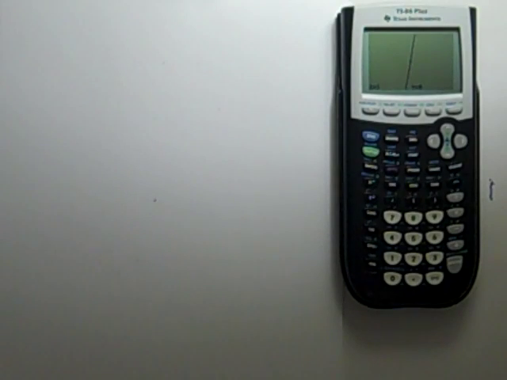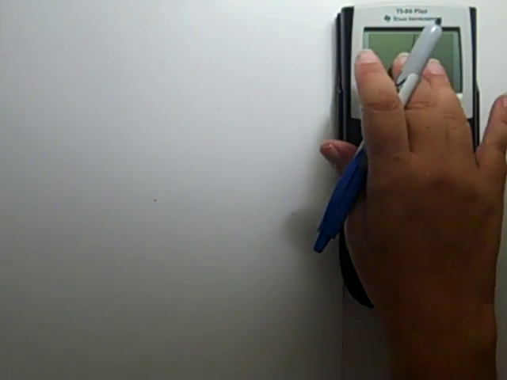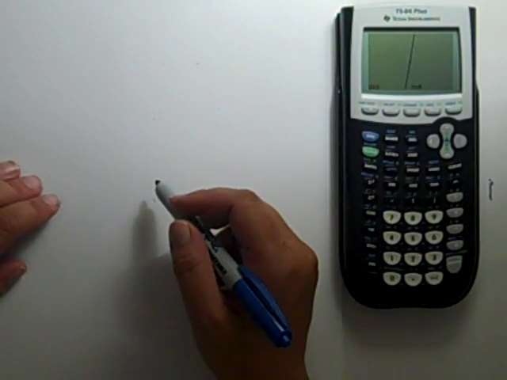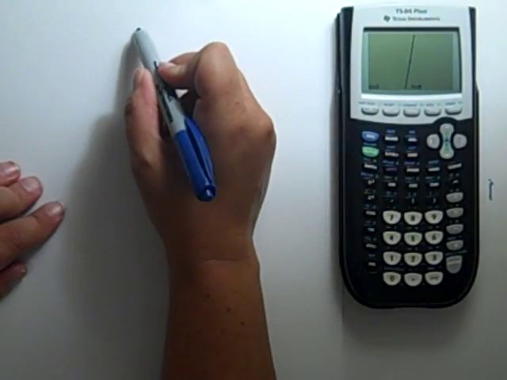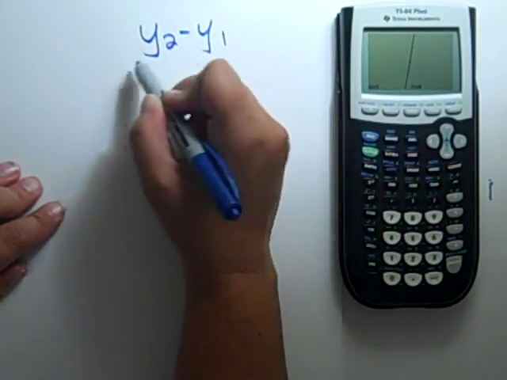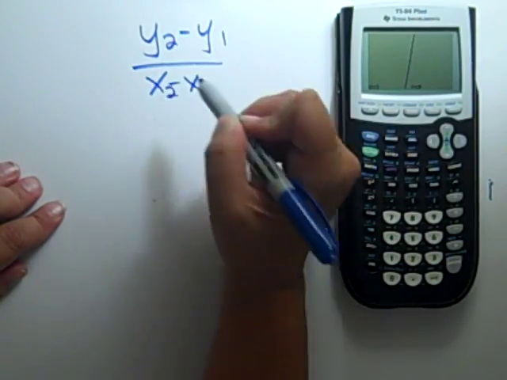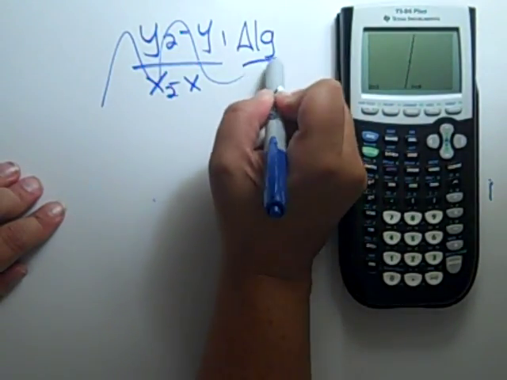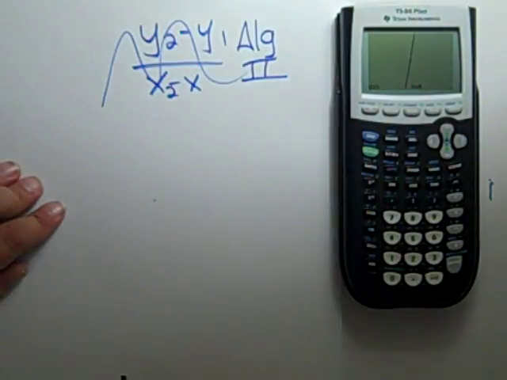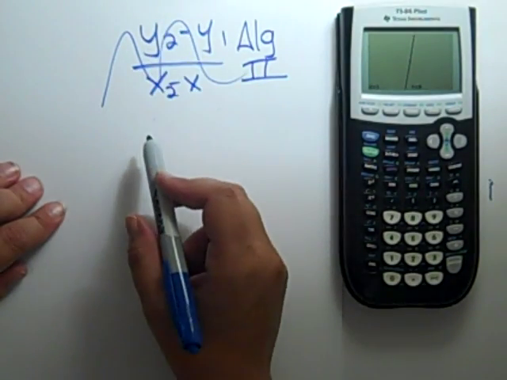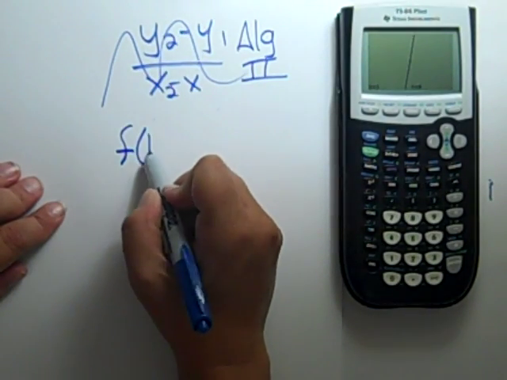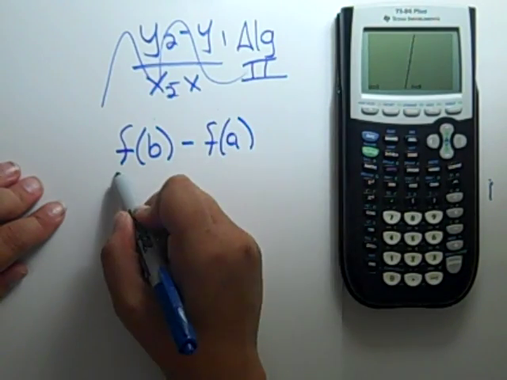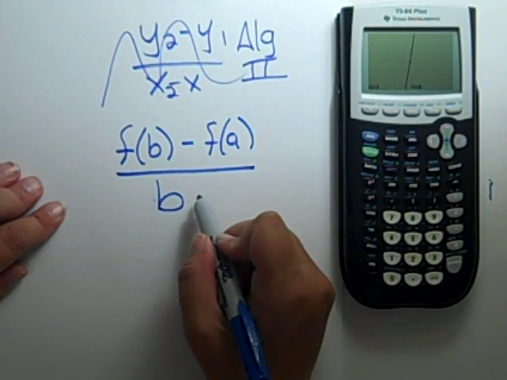So let's do number 4. Calculate the slope of this part of the curve. You may use a calculator, but show the numbers you're using and the slope formula you're using. So you remember slope could be y2 minus y1 over x2 minus x1. But that is so algebra 2, right? That's so sophomore year. Let's use something more calculus-like. Instead of y2, let's say f of b. Instead of y1, let's say f of a. Instead of x2 minus x1, let's say b minus a.